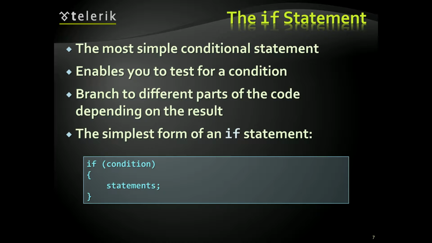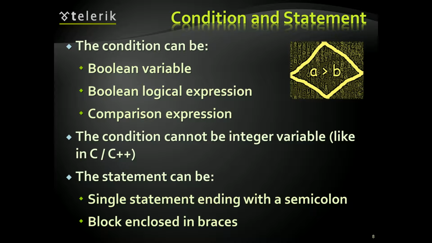Okay, so now what can we do with this if statement? Well, as I told you, this statement can contain a condition which can be both a Boolean variable, a Boolean logical expression, some comparison, anything. What you can't have in C# is a condition which is an integer variable.